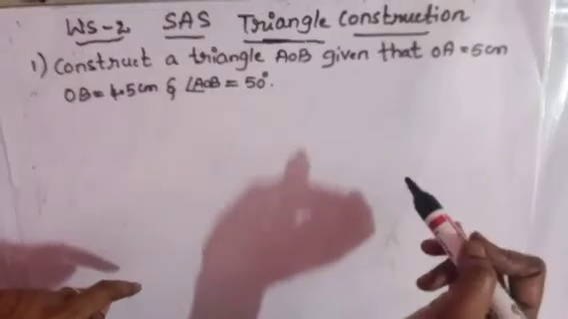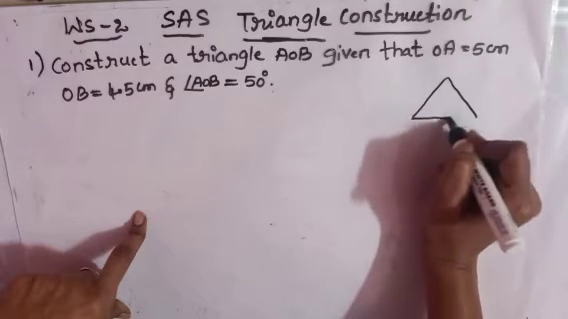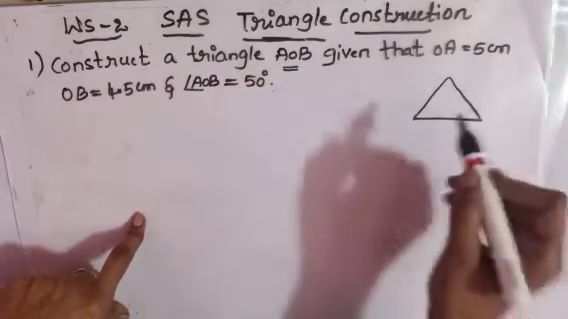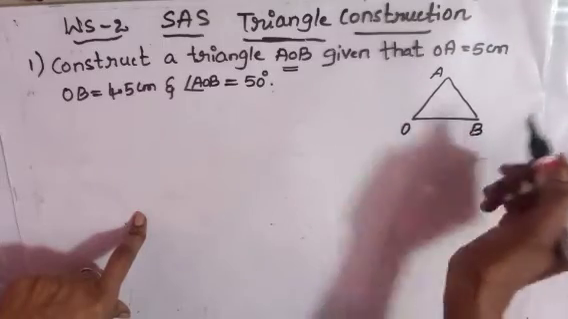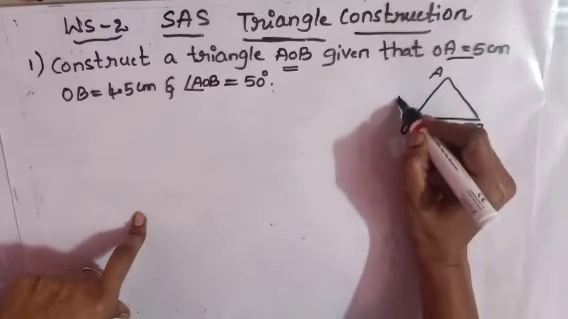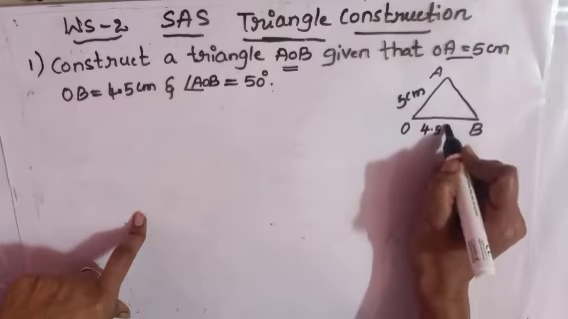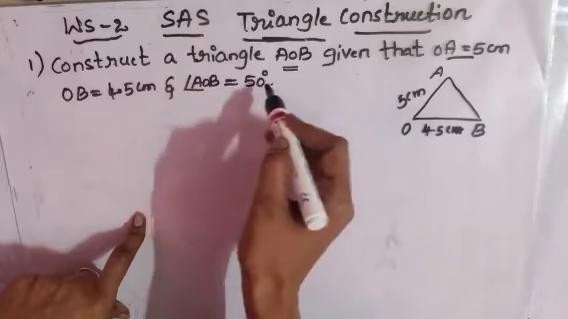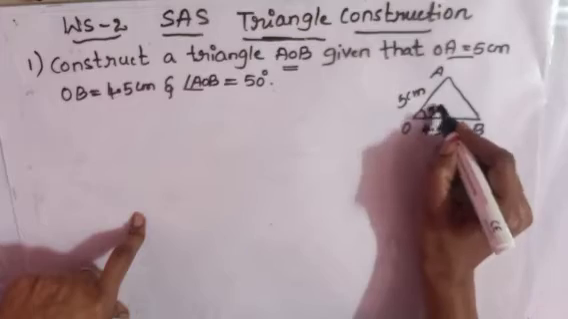So before construction we have to draw the rough figure. So first draw a triangle. Let us give the name of the triangle, AOB. It is given. Name of the triangle is AOB. Here OA is 5 centimeter. Next OB is 4.5 centimeter. Next angle AOB equals 50 degree. Angle AOB means angle O equals 50 degree.